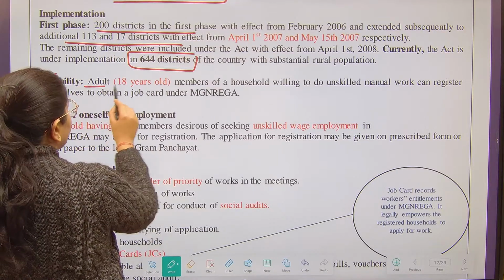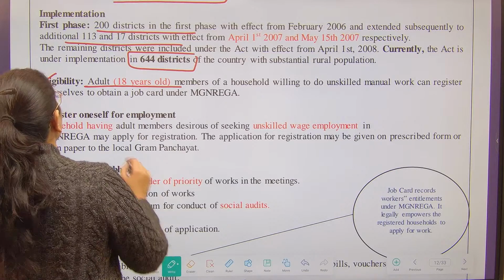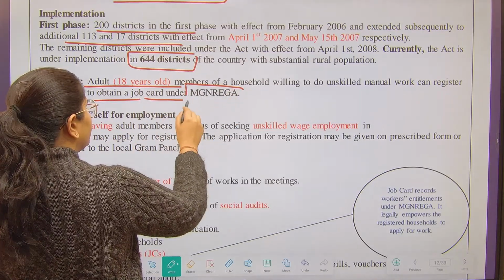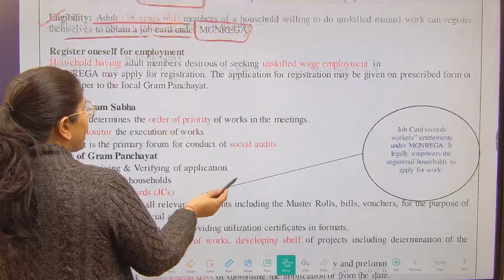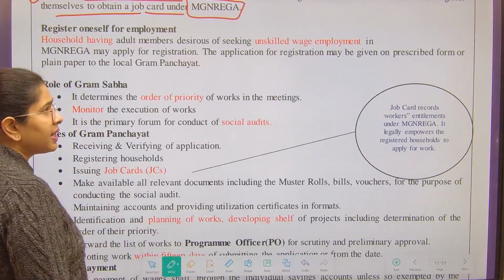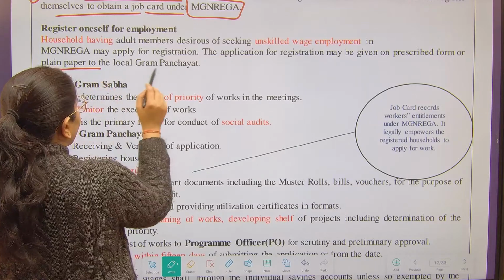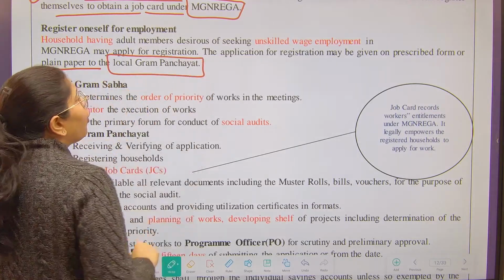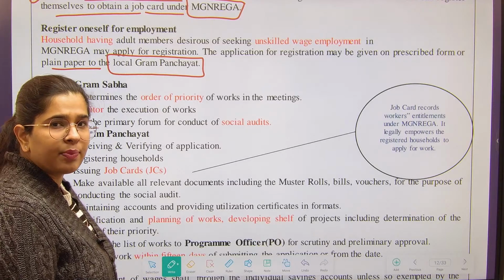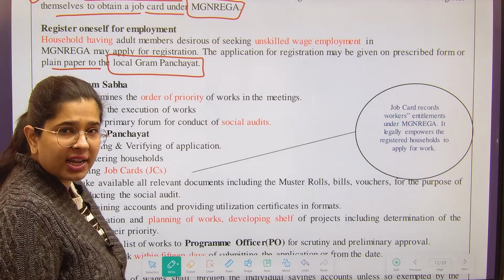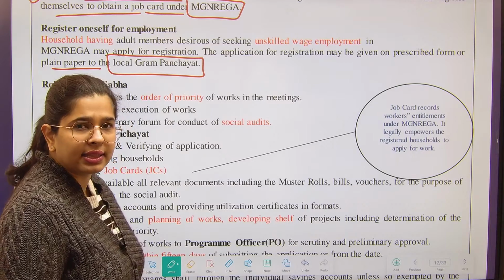Who is eligible? Any adult above the age of 18 years, a member of a household who is willing to do unskilled manual work, can register themselves to obtain a job card under MGNREGA, right? How can they register themselves? Households having adult members who are desirous of seeking unskilled wage employment may apply for registration. Registration may be given on a prescribed format on plain paper to the local Gram Panchayat. Now, to whom will you give your application? Gram Panchayat. Gram Panchayat is the elected body which is going to govern your village as a unit, whereas Gram Sabha is the collective body of all the adults in the village.